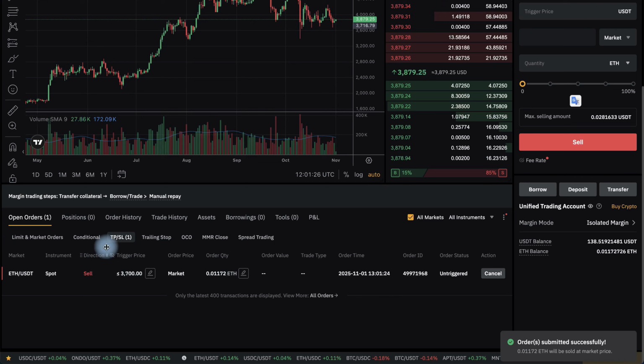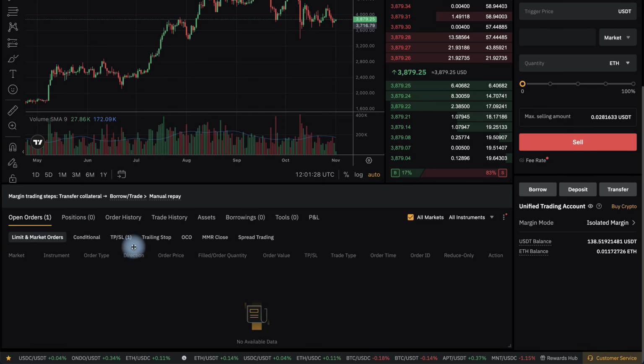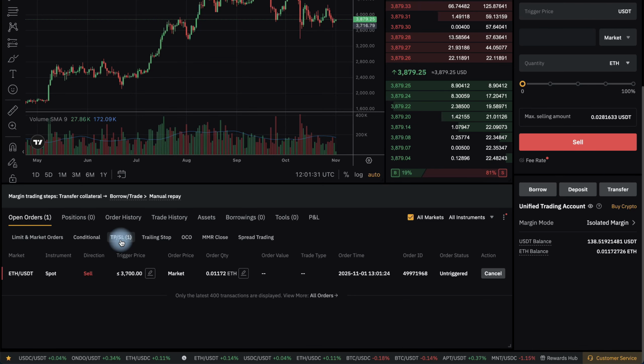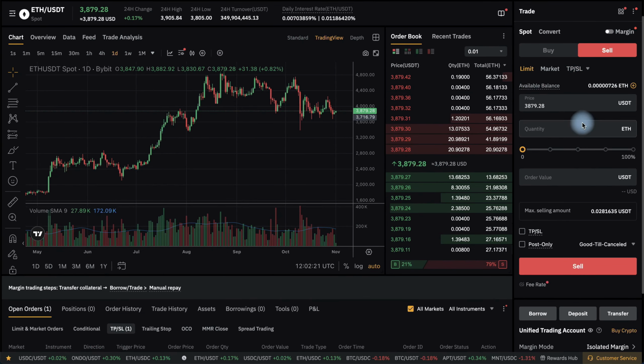Scroll down to see that under open orders, you now have the entry under take profit stop loss. You will see that this pair has a sell order set at 3,700, meaning once the price hits that level, your Ethereum will be sold. That's a classic spot stop loss order. For take profit, if we want to set another order to take profit, we can simply place a limit sell order at, say, 5,000. That will be our take profit.